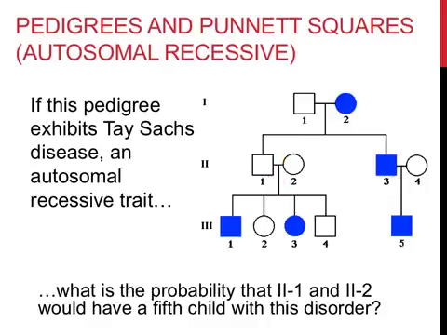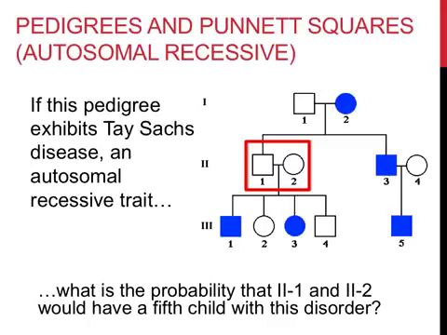The final question asks, what is the probability that Roman numerals 2-1 and 2-2 would have a fifth child with this disorder? Identify the individuals in question. Looking at these individuals' parents or children, as we did in the last portion of this problem, you can figure out their genotypes. Once you've done that, you can cross the two individuals using a Punnett square to determine the probability that their next child would have a recessive disorder like Tay-Sachs disease.